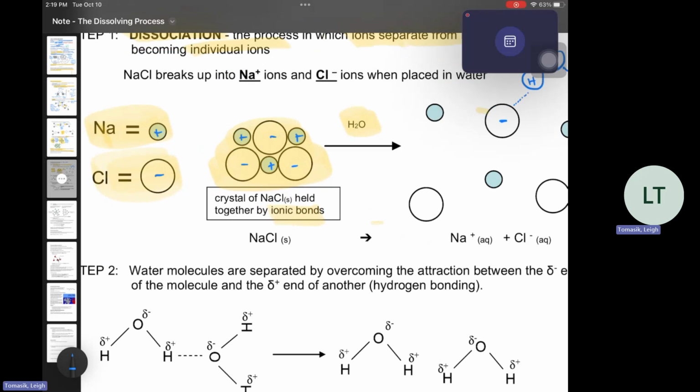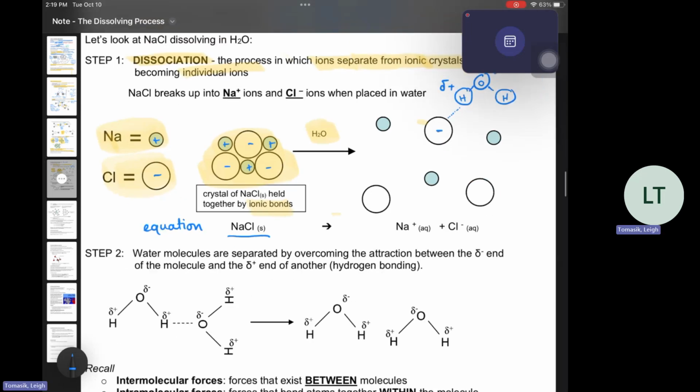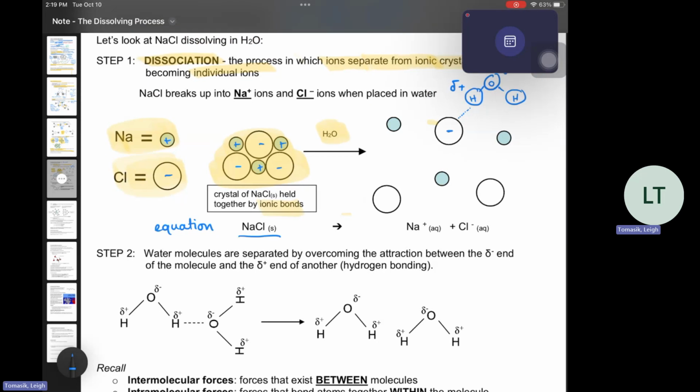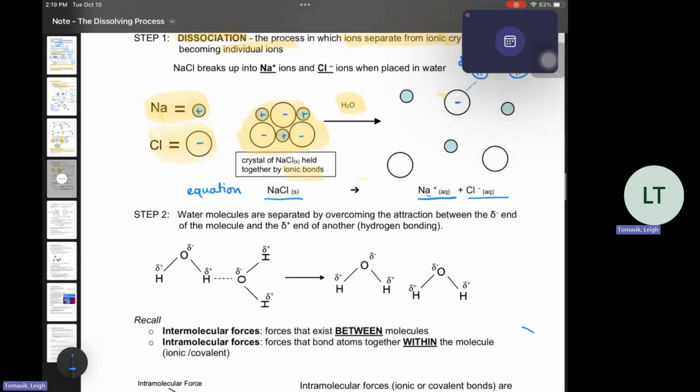We can write a dissociation equation describing what happens here. Even though it's a physical process, we can write an equation for the change. So sodium chloride, which is a solid, will become aqueous sodium positive ions and aqueous chlorine negative ions. So this shows the breakup of the ionic compound into its particles.